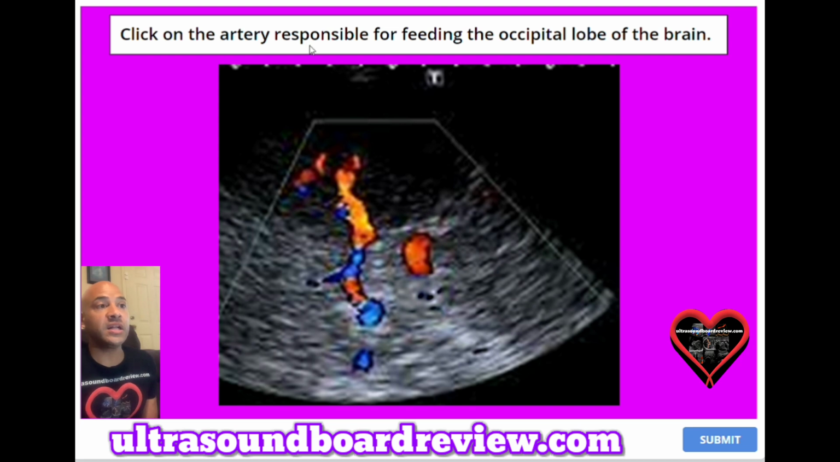Question number 4. Click on the artery responsible for feeding the occipital lobe of the brain. The answer is right here, the posterior cerebral artery.